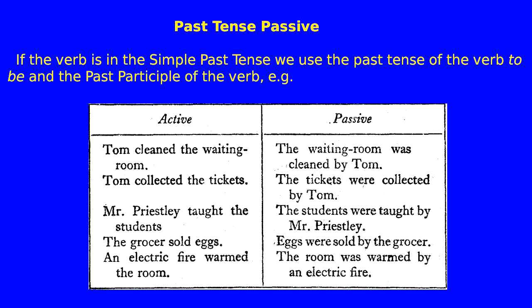Past tense passive. If the verb is in the simple past tense, we use the past tense of the verb to be in the past participle of the verb, e.g. Active. Passive. Tom cleaned the waiting room. The waiting room was cleaned by Tom. Tom collected the tickets. The tickets were collected by Tom. Mr. Priestley taught the students. The students were taught by Mr. Priestley. The grocer sold eggs. Eggs were sold by the grocer. An electric fire warmed the room. The room was warmed by an electric fire.